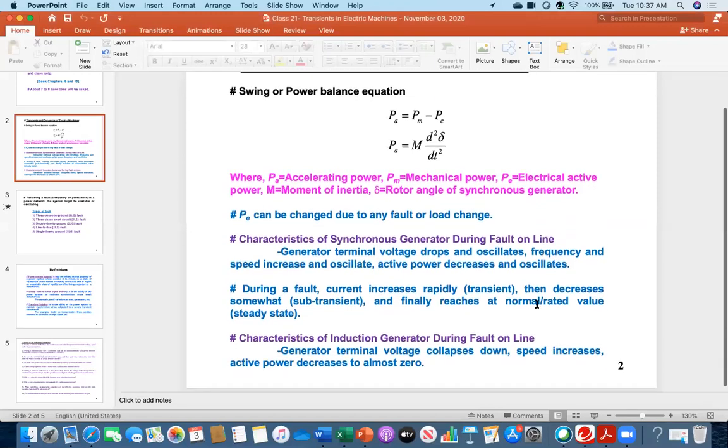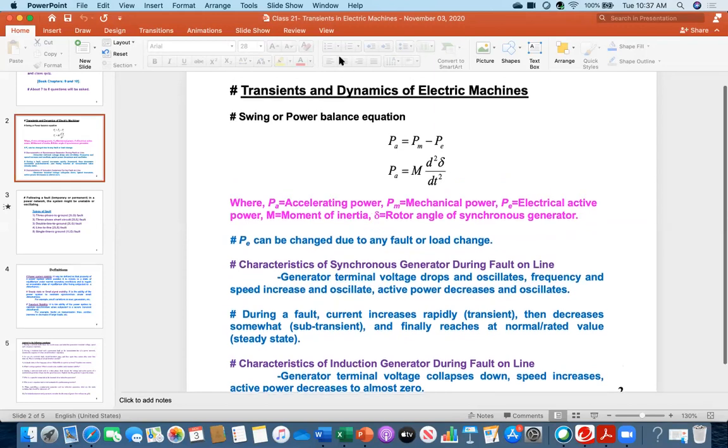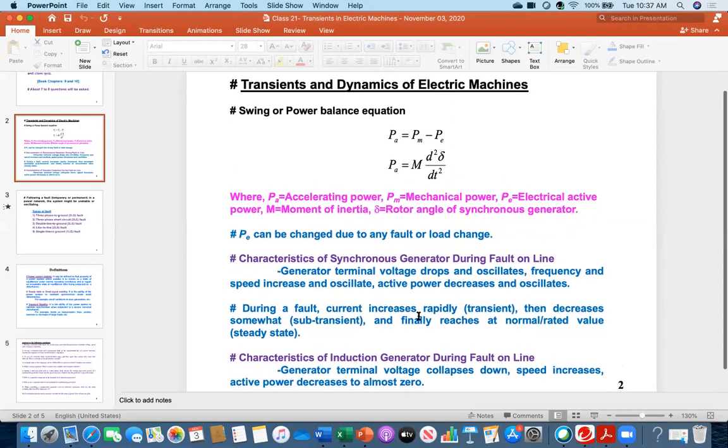We understood this. Here I wrote what I was explaining right now. During a fault, current increases rapidly, transient, and then decreases somewhat, subtransient, and finally reaches normal or rated value at steady state. We are looking at the transient and the dynamics of electric machines due to a fault on the connected network, that's why we are learning this.